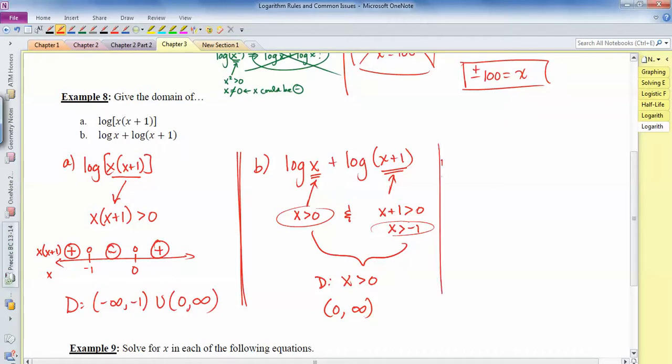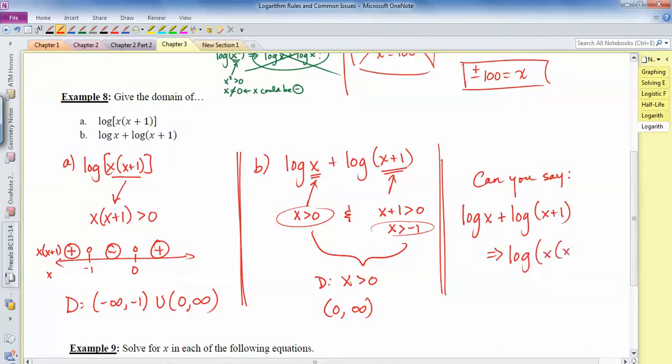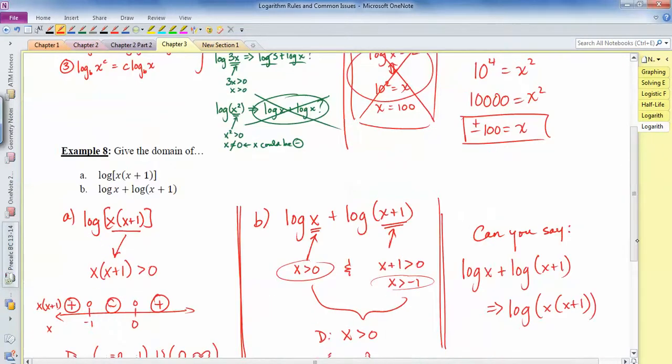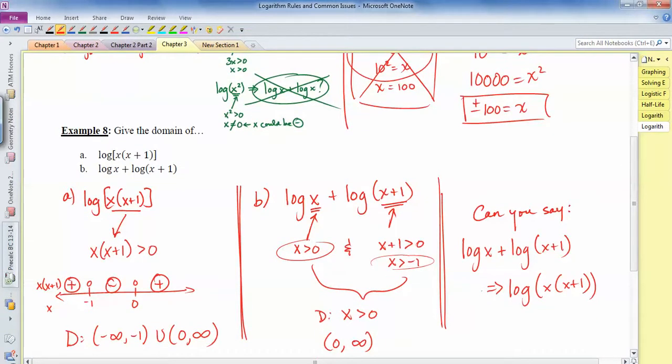One question that comes up is this. Can you say that if you started with B, if this was the original problem, log x plus log of x plus 1, can you then turn this into log of x times x plus 1 using that rule above here, this rule, right? So some students kind of get freaked out about that. They don't know if they're allowed to or not. But you can. You can go from this to this. You just can't go backwards necessarily.